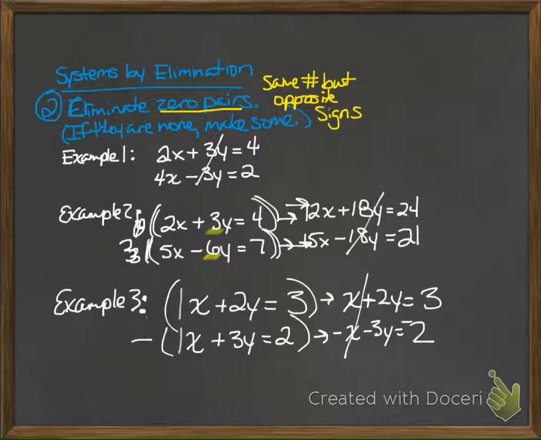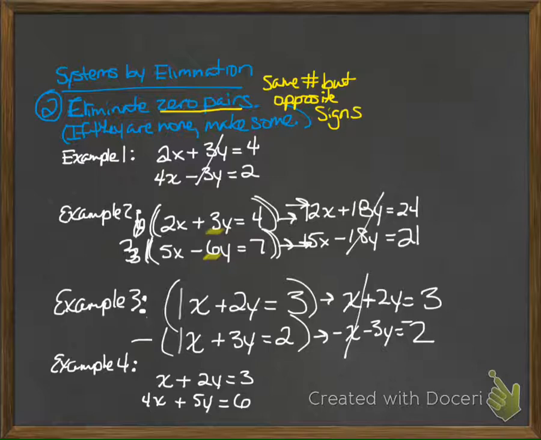One last situation would be if they're all different numbers and all the same signs. Then again, you would just multiply by the opposite coefficient, but make one of them a negative. So I guess you do need an example. Just a second. Okay, so here's your example 4, and this is that scenario I was telling you about. x plus 2y equals 3, and 4x plus 5y equals 6. In both of those equations, none of the coefficients are the same, nor are they opposite signs.